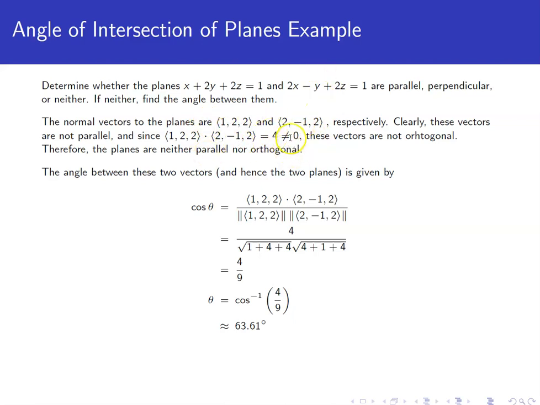And they're also not orthogonal because their dot product's not 0. So the planes are neither parallel to each other nor orthogonal or perpendicular to each other.